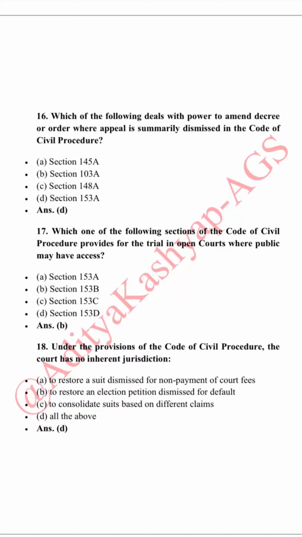So let's move ahead to question number 18. What does question number 18 say? It says, under the provisions of the CPC, the court has no inherent jurisdiction to do which of the following? The first option says: to restore a suit dismissed for non-payment of court fees. To restore an election petition dismissed for default. To consolidate suits based on different claims. So all of the above is true. In these cases, the court has no inherent jurisdiction. Okay.